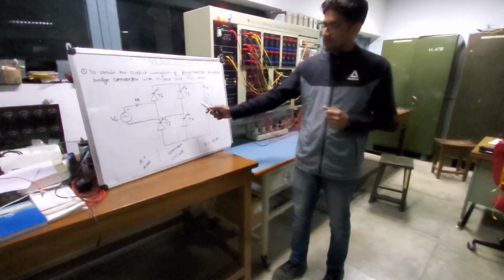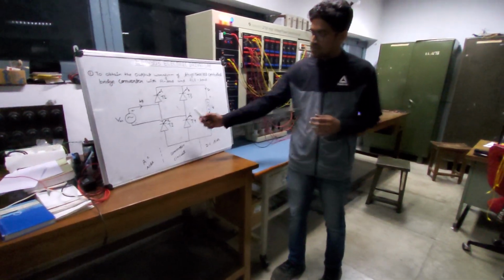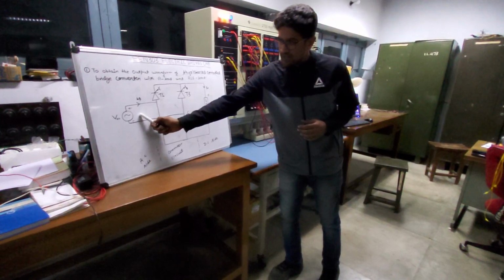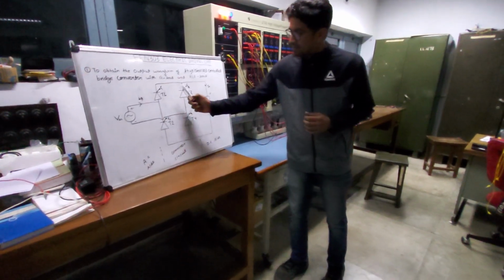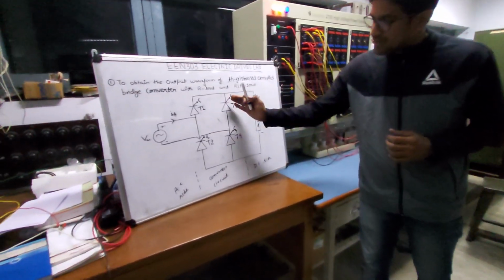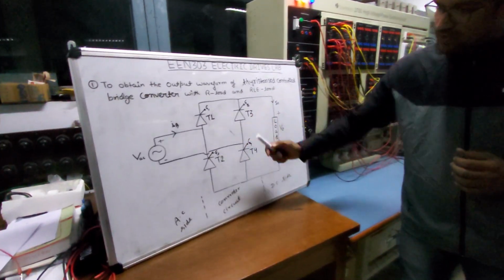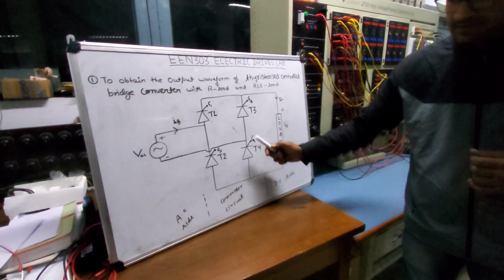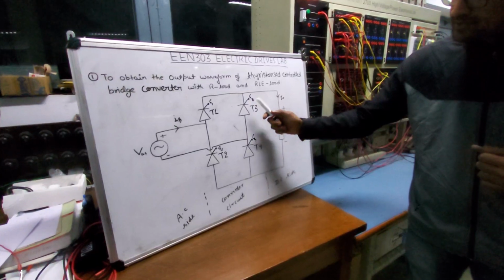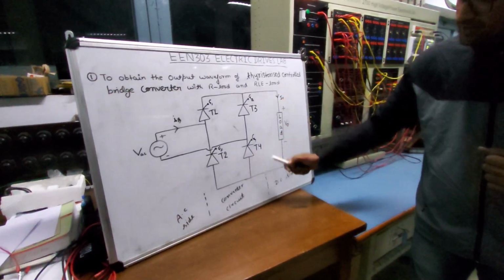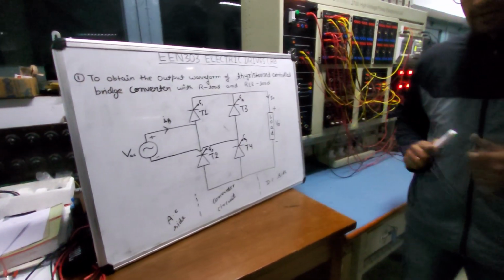As we see in the lecture notes, this circuit diagram is for a fully controlled thyristor converter, in which we have just applied an input side AC source, and we apply a gate pulse to various thyristors. According to the gate pulse, we can get a voltage across the load terminal.